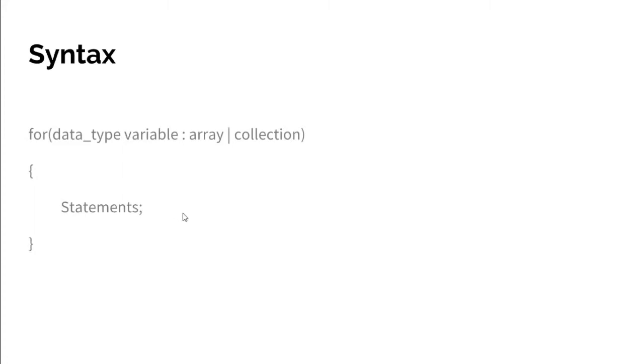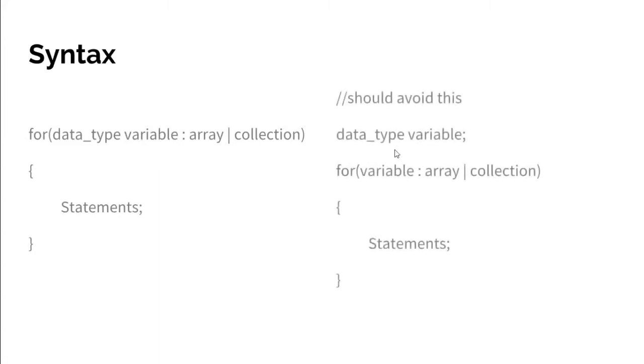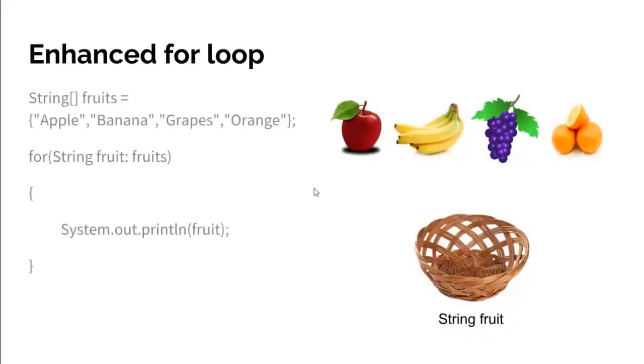One thing you should keep in mind is that you have to declare this variable here only. If you declare it here, then you will get an error called bad initializer for loop. So you should avoid this. Then, an example of enhanced for loop.